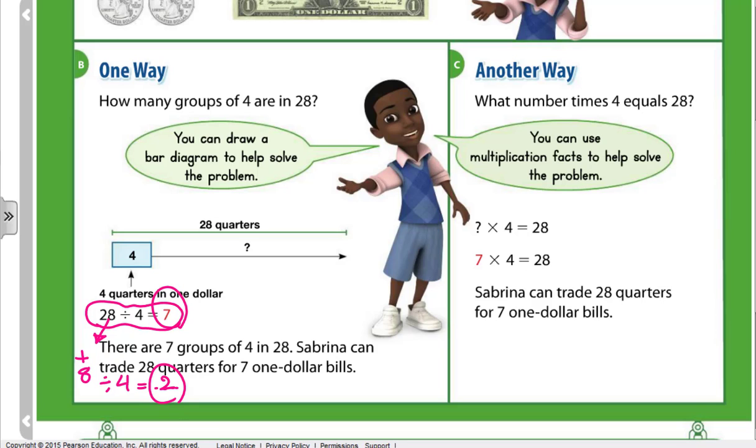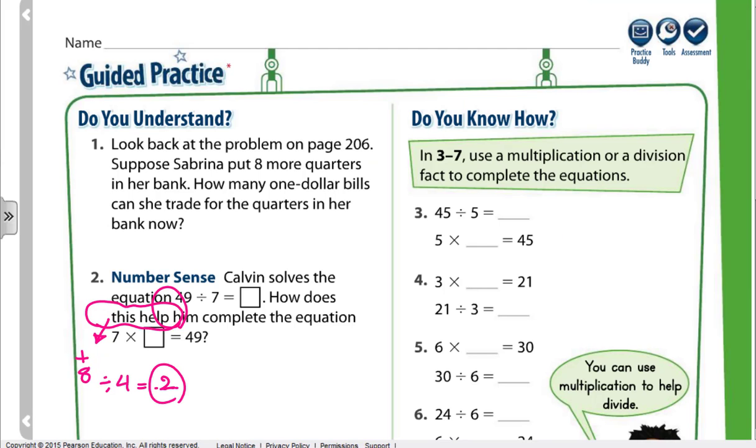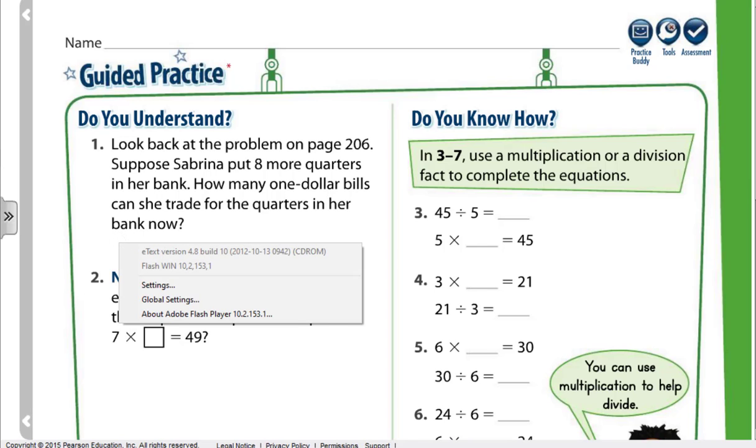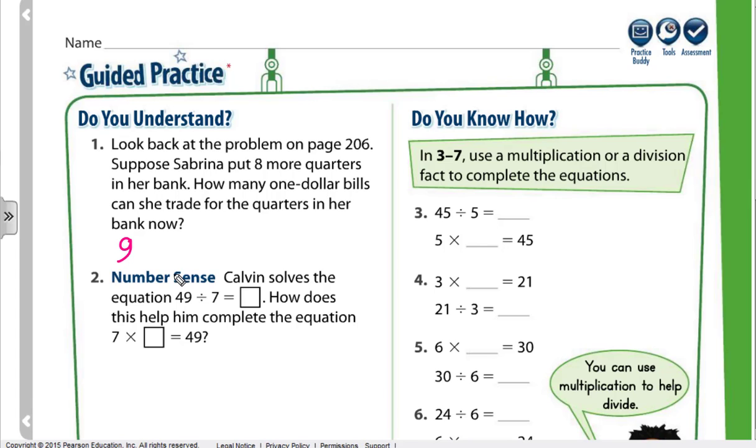Let's go back to the question and write the answer, that it will be 9 $1 bills. Okay, because we divided the 8 by 4, it gives us 2 more rows. 8 divided by 4 equals 2. So we have 7 rows plus 2 rows. So in total we have 9. Okay, $9, $1. Okay, sorry.